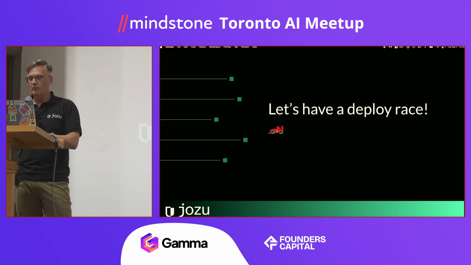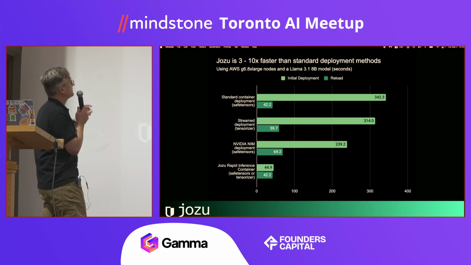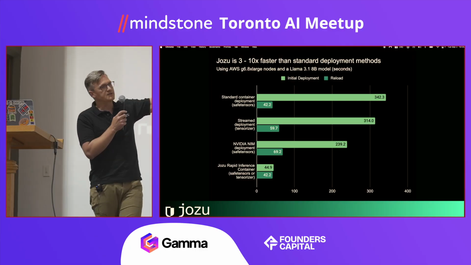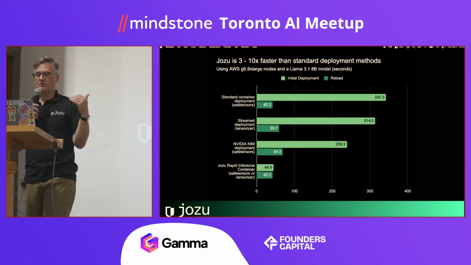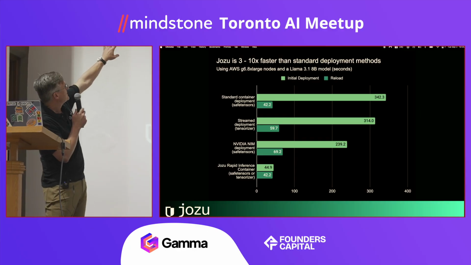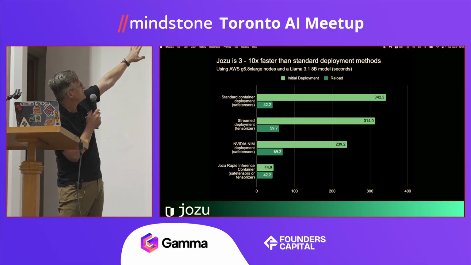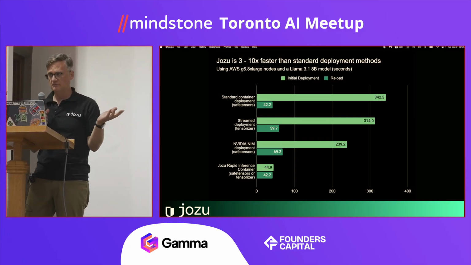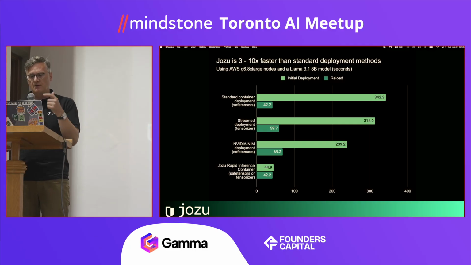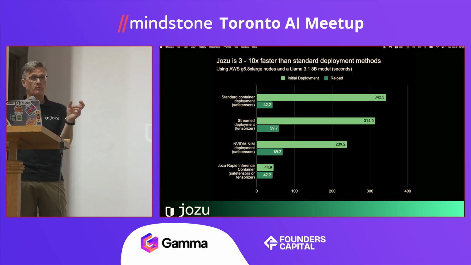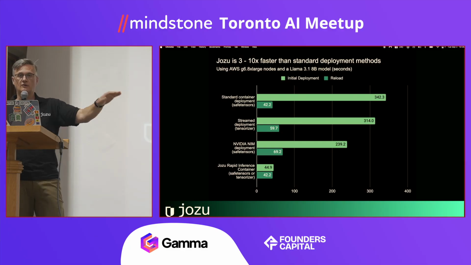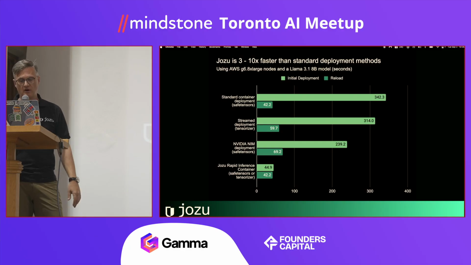So as we look at the deployment race, what you see is standard deployment at the top. You can see initial deployment and then reload time. The initial deployment is the longest. It's a little faster with streaming deployment. And again, in case you missed it, this is using an AWS GPU node, Llama 3.1 8B model. So not a massive model, but decent sized. Streaming is a little faster, NIM significantly faster than that, and then obviously by cutting out that network transfer between the registry and the Kubernetes node, you take an enormous amount off.